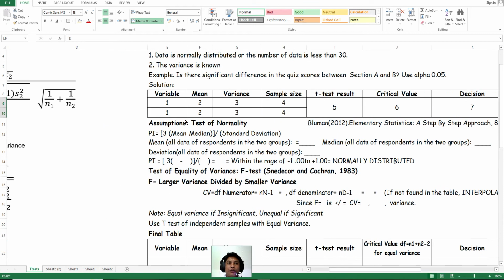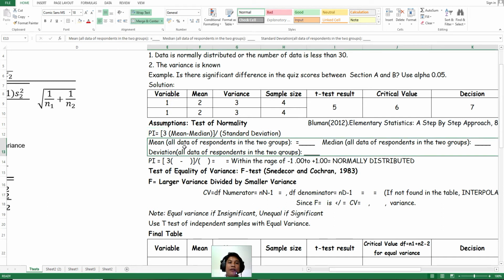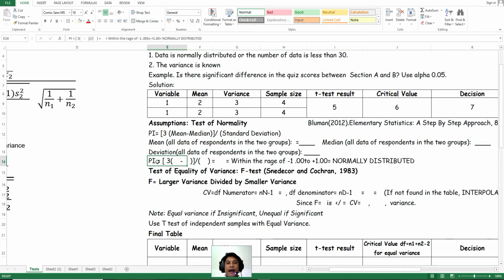Now, let us go to the assumptions. How do we know that the data is normally distributed? Remember, we have the formula, the Pearson Index, as reflected in the book of Bluman 2012, Elementary Statistics: A Step-by-Step Approach, 8th edition. It is equal to 3 times the mean minus the median, over the standard deviation. The mean here refers to the mean of all the data of the respondents in the two groups. So we will not analyze the two groups separately, but put them together as one, and get the mean, the median, and the standard deviation. The PI is the result after we put the values in the formula.